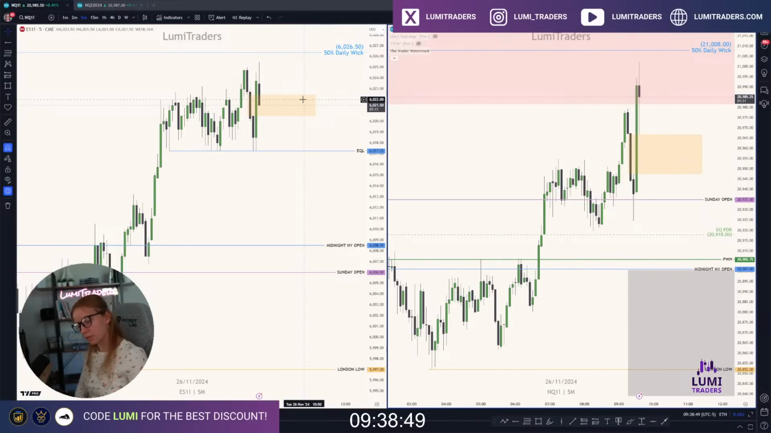Come on, ES, invalidate this inversion. We don't need any reaction, please. Just take these equal lows. Nice, nice. Just go take these equal lows. That's the only thing that makes sense right now. Nice. Just a little bit lower will be even better.